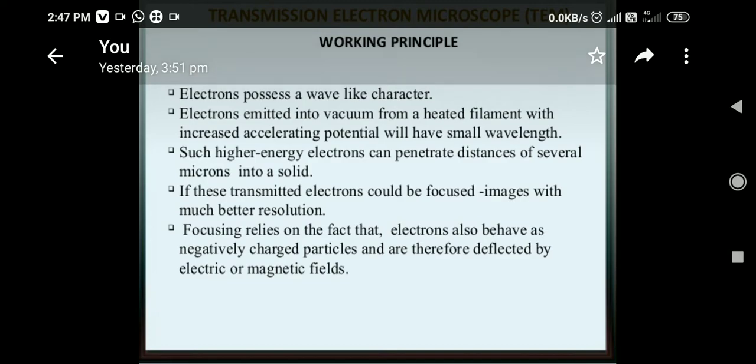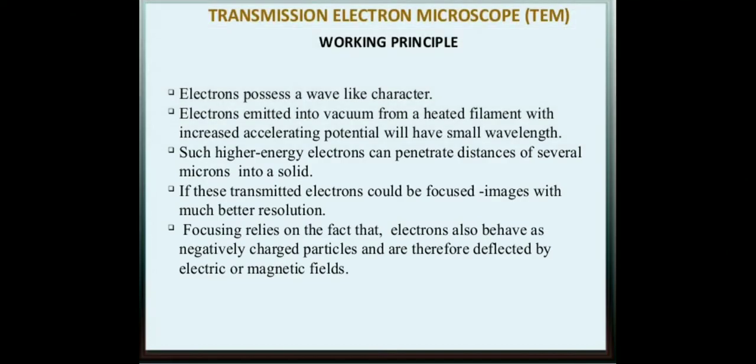Transmission electron microscope: electrons possess a wave-like character. Electrons emitted into vacuum from a heated filament with increased accelerating potential will have a small wavelength. Such higher energy electrons can penetrate a distance of several microns into a solid. These transmitted electrons can be focused into images with much better resolution.